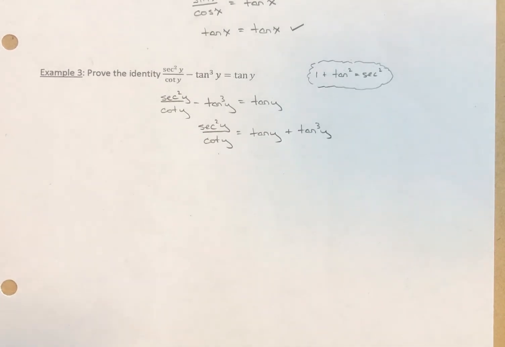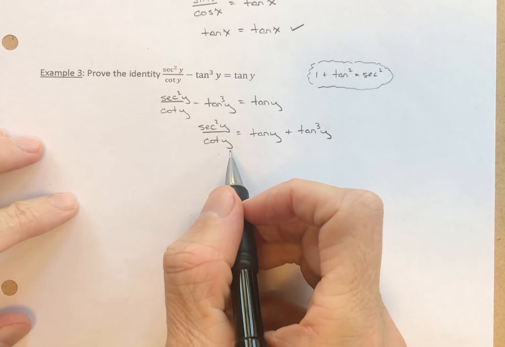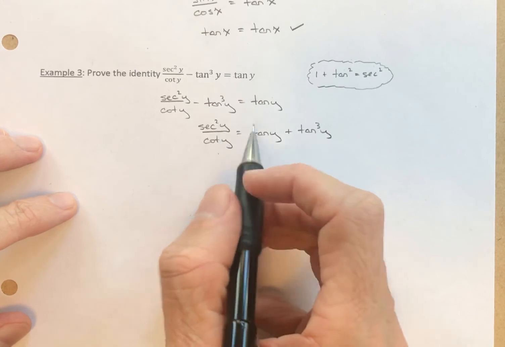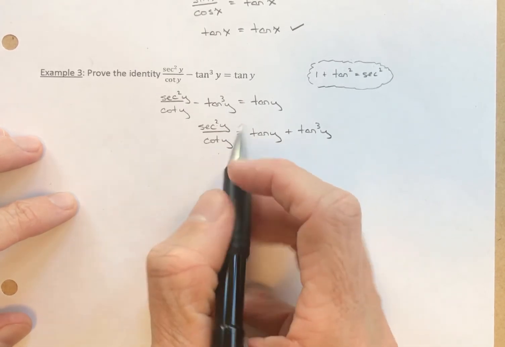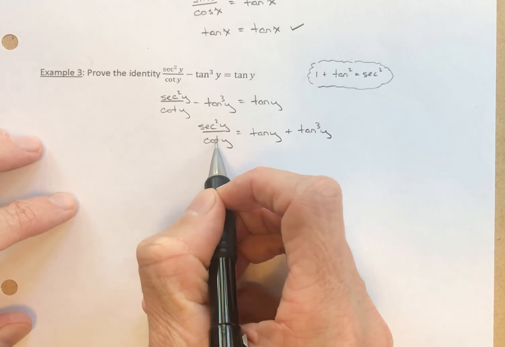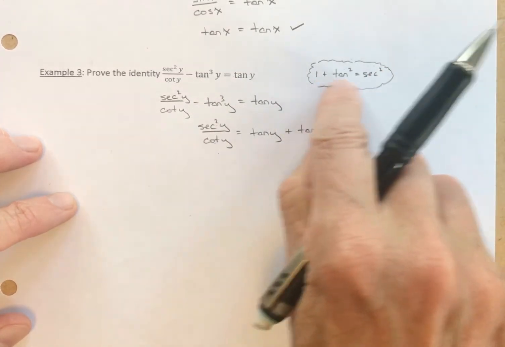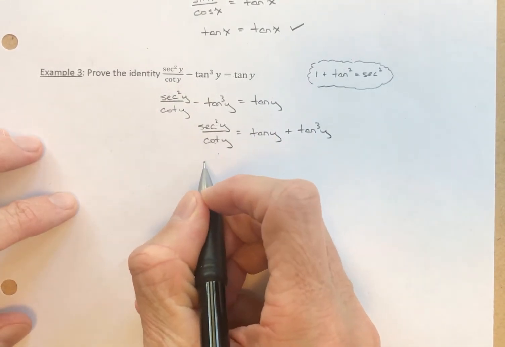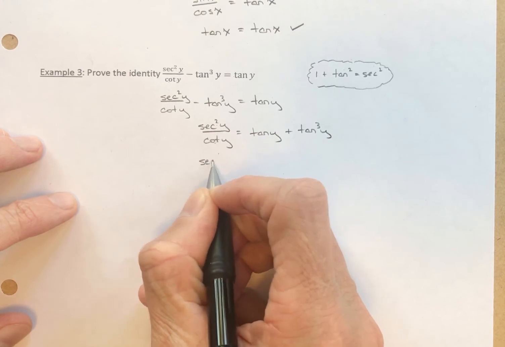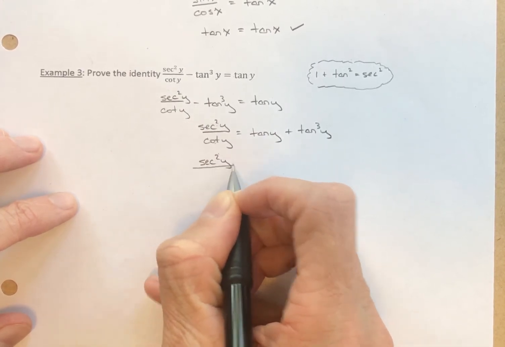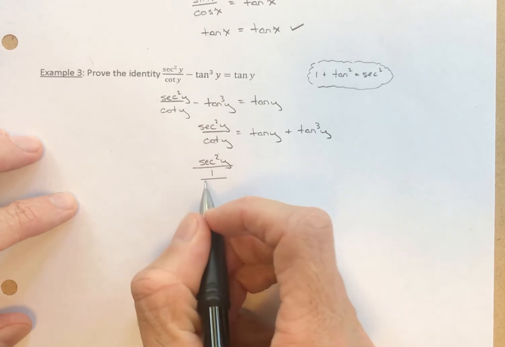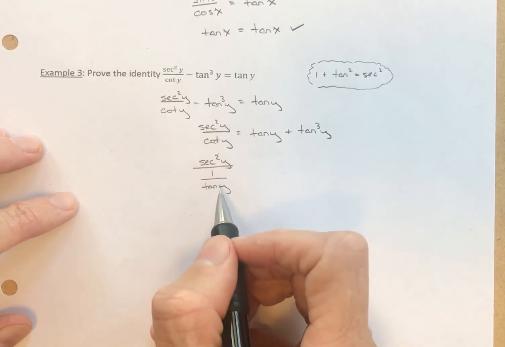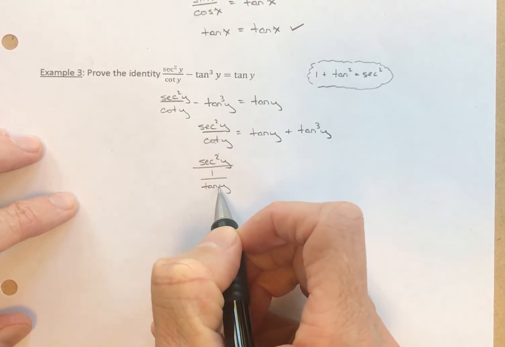Okay, let's think for a second. Again, I would like to have things as tangents and secants, and this is not a tangent. This is a cotangent. But I'm still thinking if I can get things as tangents and secants, I can do some stuff. So I'm going to rewrite the left side as the secant of y squared divided by 1 over the tangent of y. The cotangent is the reciprocal of the tangent, so that's a basic trig identity.